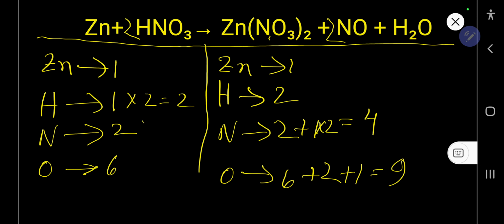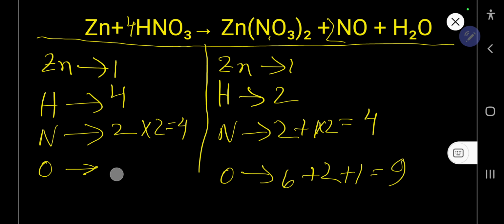So to balance nitrogen, you can multiply here by 2, that gives you 4. If you multiply by something, that something must come before the atom, before this nitrogen, that is here. So 2 times 2, that gives you 4. If you place here 4, the number of hydrogen will be 4, the number of nitrogen will be 4, the number of oxygen will be 4 times 3, 12.